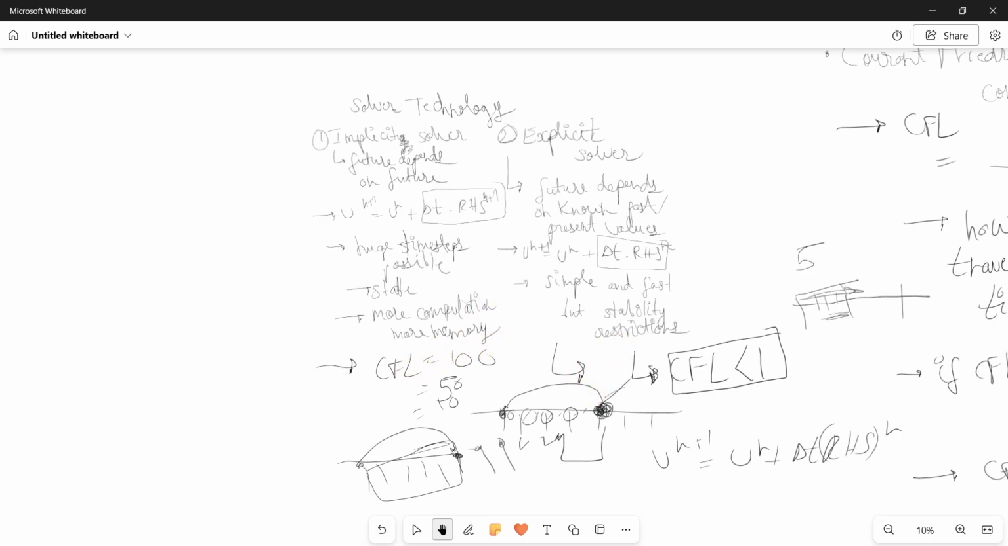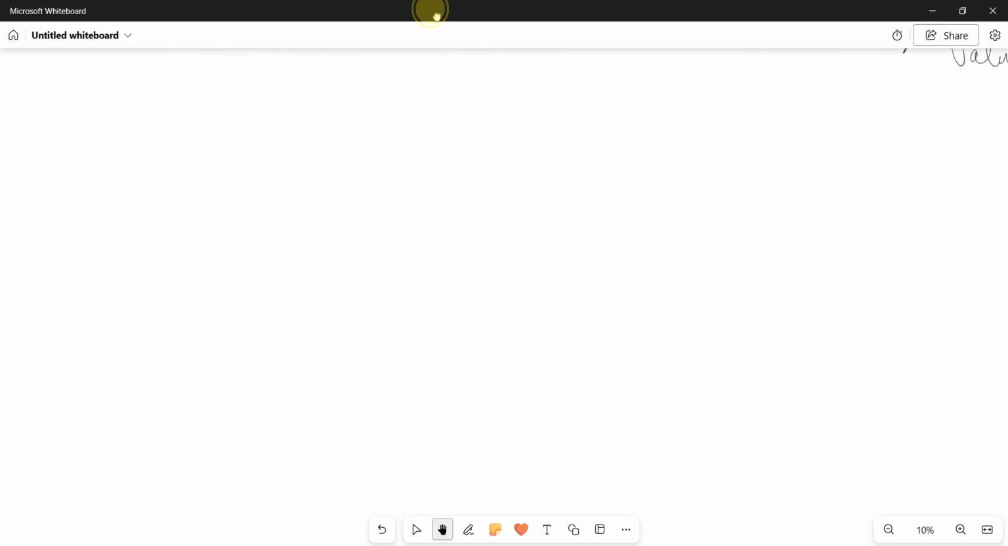So that's why CFL is a very important condition that you are supposed to know. Hopefully that's understood. In short, it means how much information, or how many cells, you're skipping per time step. Now going on to two other types.